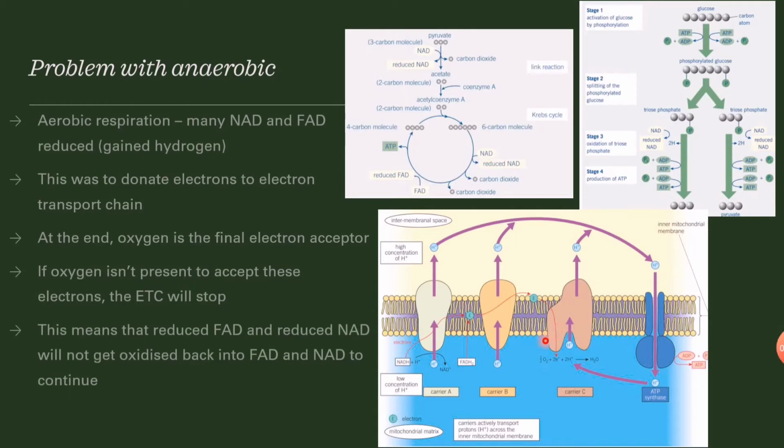And if the electron transport chain stops, this means that reduced FAD and reduced NAD will not get oxidized back to their original states of FAD and NAD. And if this NAD and FAD are not present, this means that glycolysis cannot occur because they cannot get reduced, they cannot gain this hydrogen to allow this entire aerobic respiration to continue. So basically, without oxygen being the final acceptor, the entirety of the aerobic respiration process cannot work.